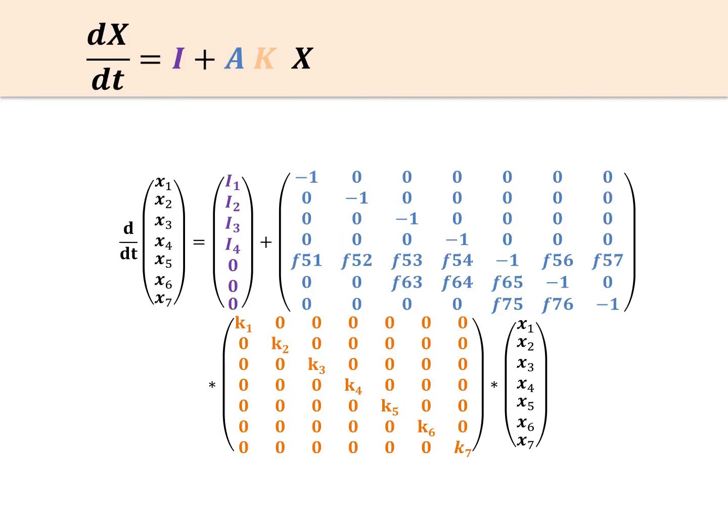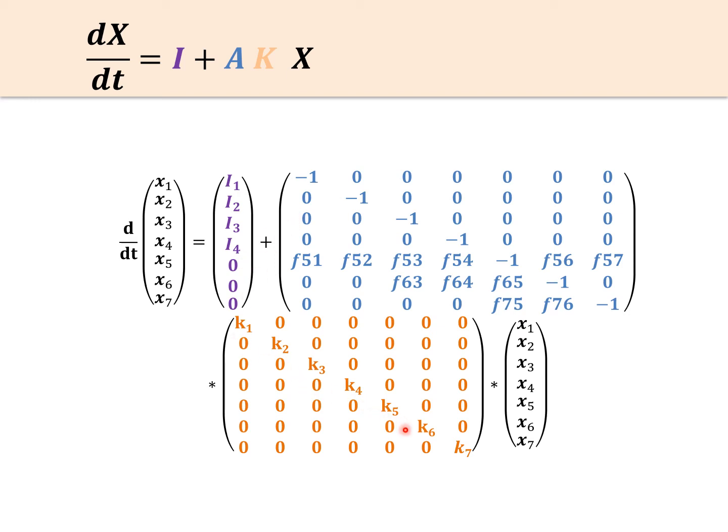Here is the matrix equation. The matrix X is easy to construct. We put the 7 carbon pools, that is X1 to X7, into a column vector. I here is the input vector with I1 to I4 as my input rates for litter carbon pools, and 0 for soil organic carbon pools, as these pools receive no external carbon input.